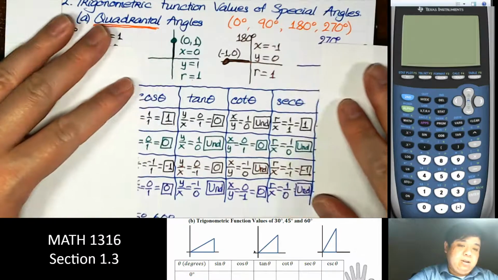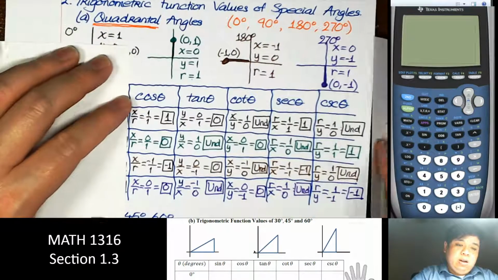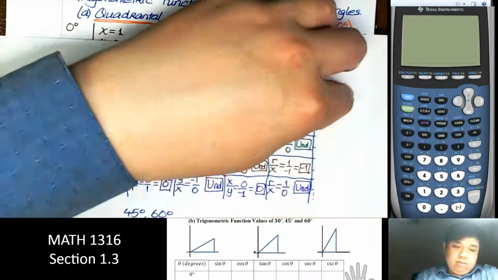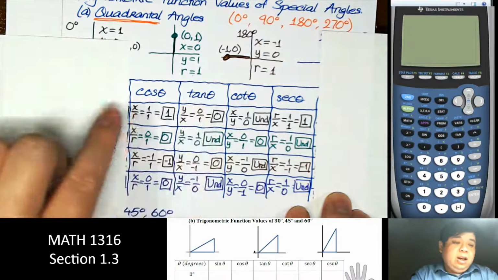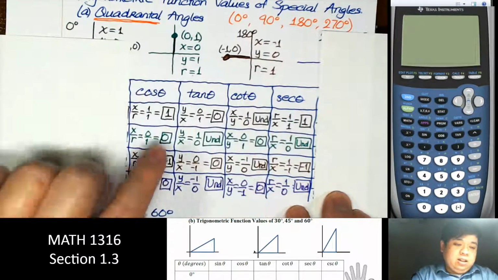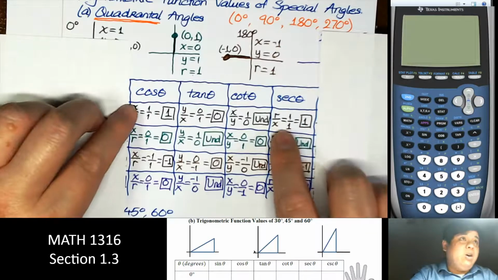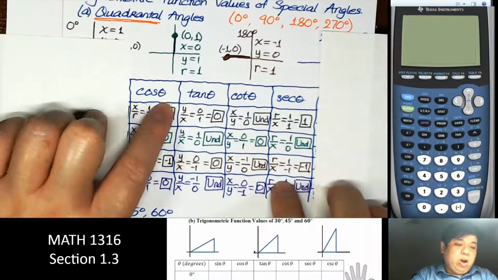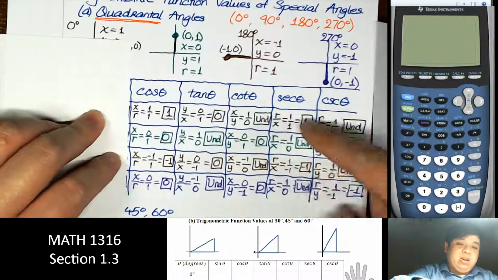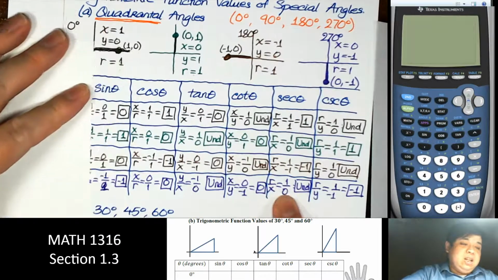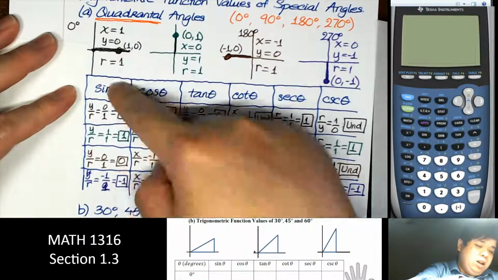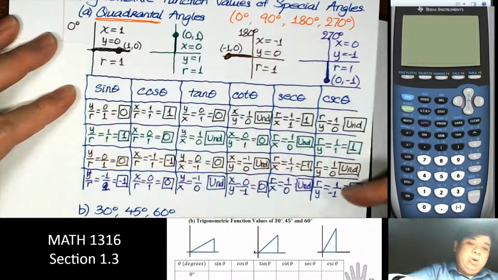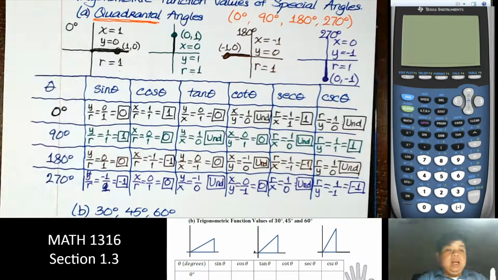Now, focus on the cosine and secant. These two, one is x over r, one is r over x, so those two are reciprocal. Once we know this, just flip the fraction, we have the secant. Similarly, once we know sine, we flip it, we have cosecant.